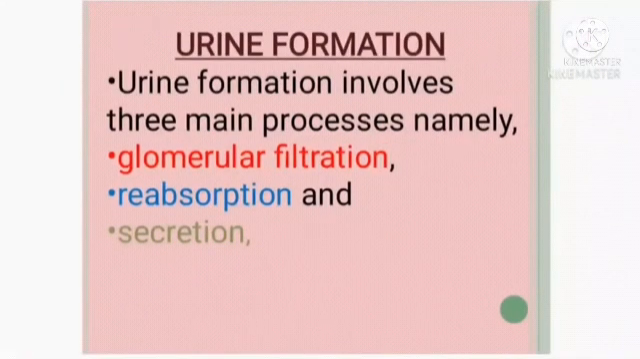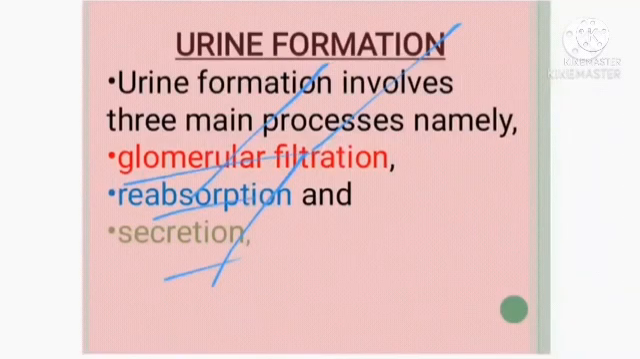So next we are going to discuss urine formation. In urine formation, it involves three main processes. So what are the processes? The first process is glomerular filtration, the second process is reabsorption, and the third process is secretion. Okay. So as the name suggests, I will just brief it first and then we will explain in detail.